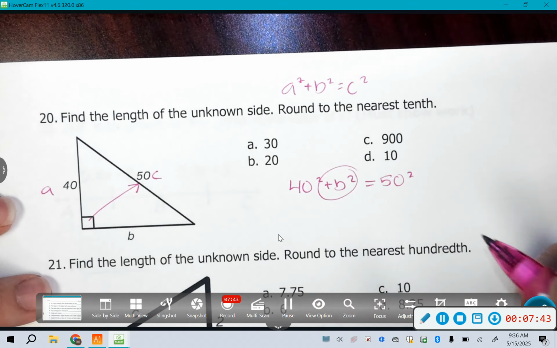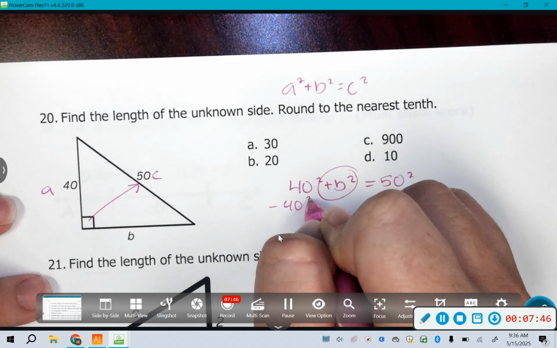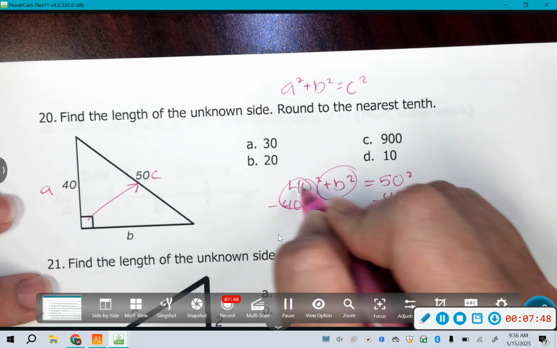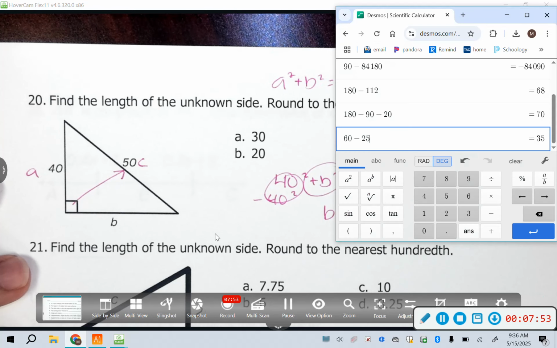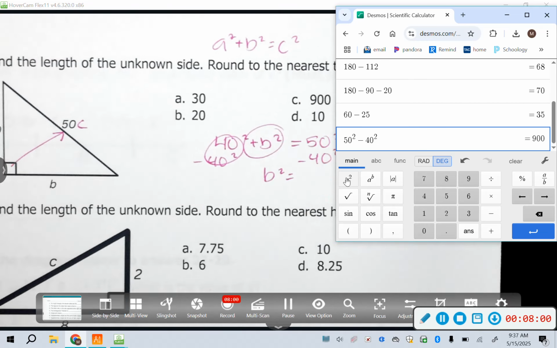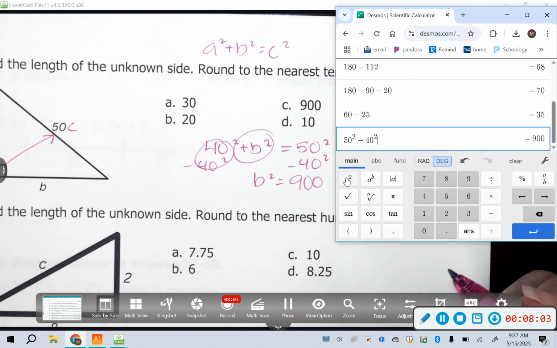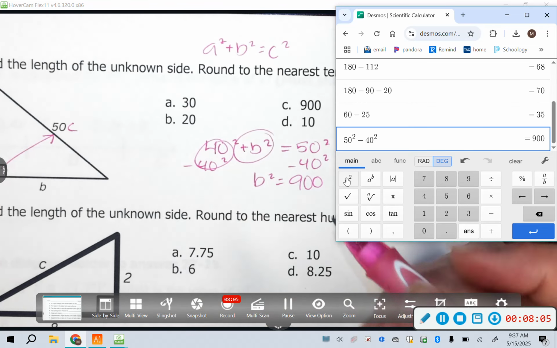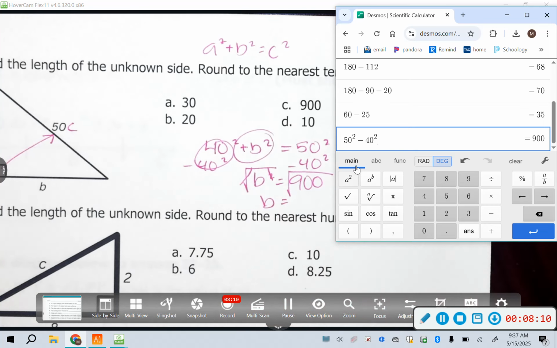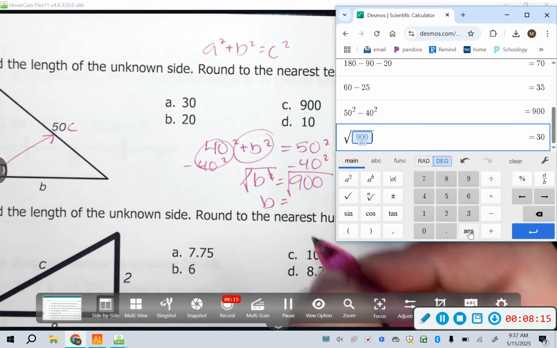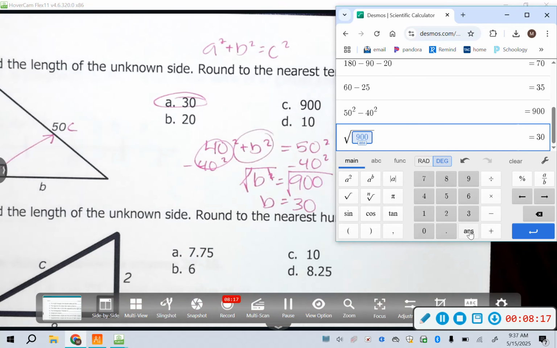And we need to get B squared alone. So I'm going to do minus 40 squared on both sides. And I get B squared equals, not 10 squared, we have to type in our calculator. So 50 squared minus 40 squared is 900. And then I have to get rid of the squared with the opposite of squares, the square root. Square root cancels the squared, and we get the square root of 900, which is 30. So A is my answer.